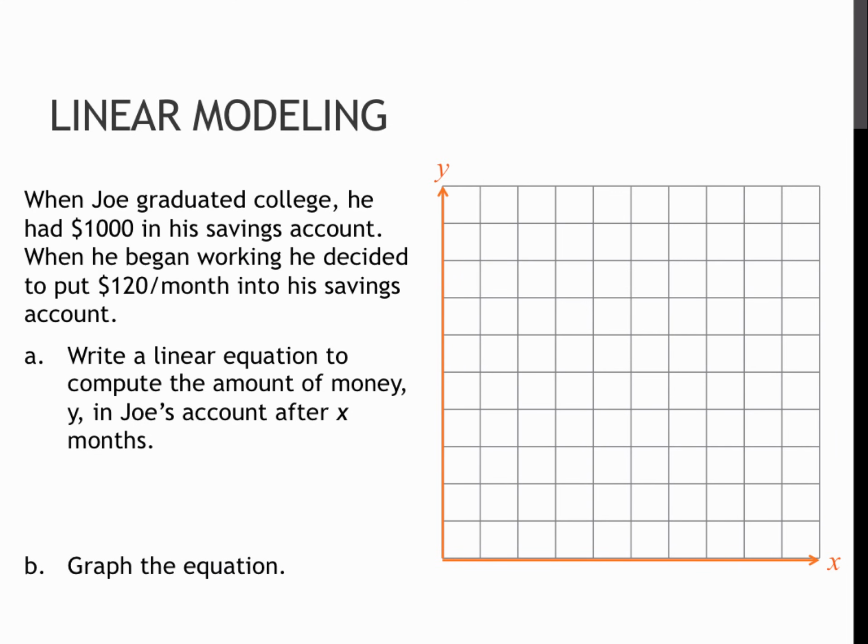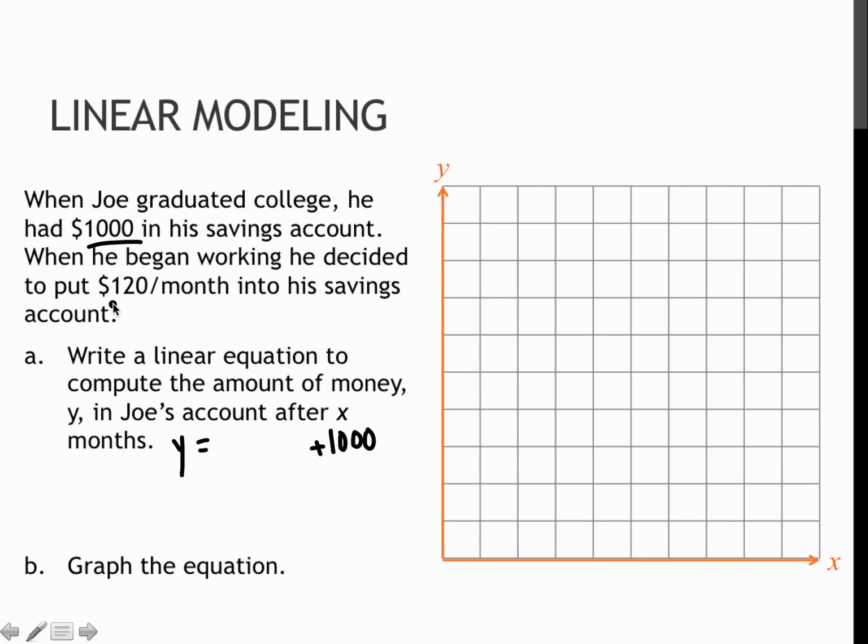For the next one, we're talking about Joe and his college savings account. So he had $1,000 in his account already, and then he decided he's going to put $120 per month into his savings account, and we want to write an equation first. So again, the amount that he started with is the 1,000. So that's going to be the b value. So remember, we're always going to write it in slope-intercept form. So it should be plus 1,000 because that is not dependent on how many months. This is how much he started with.